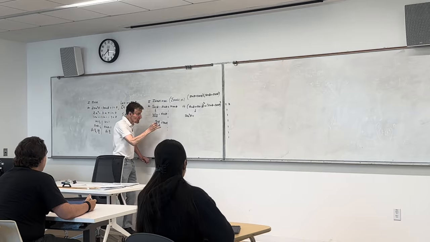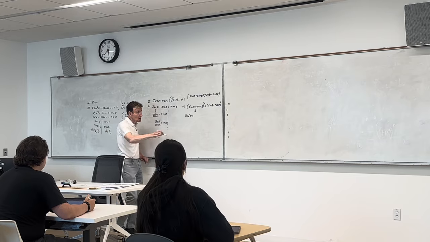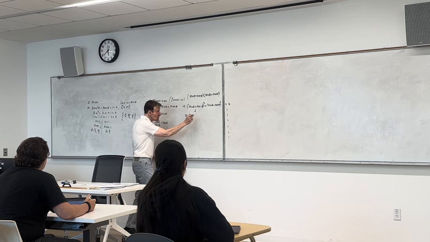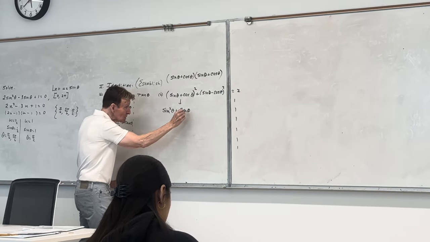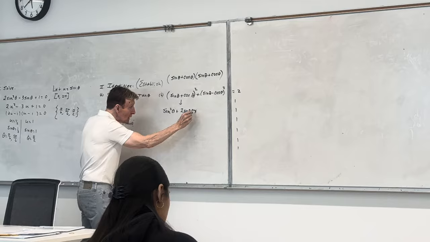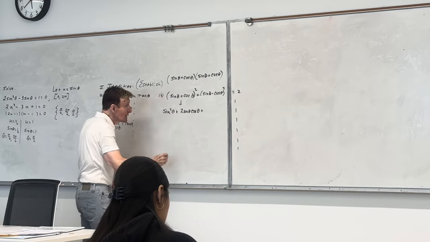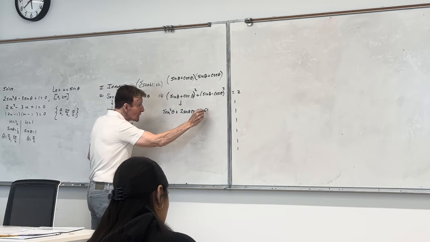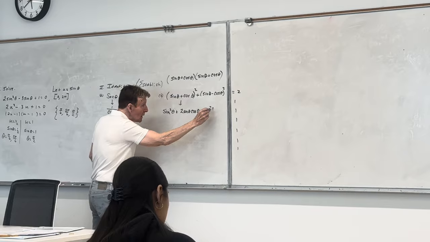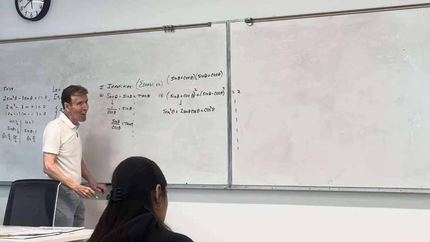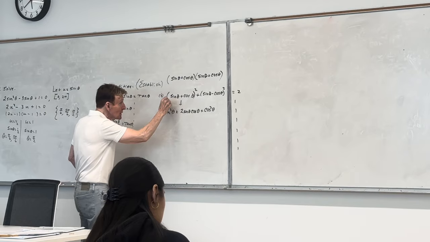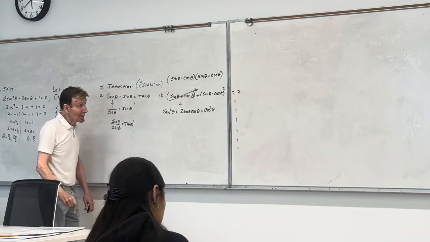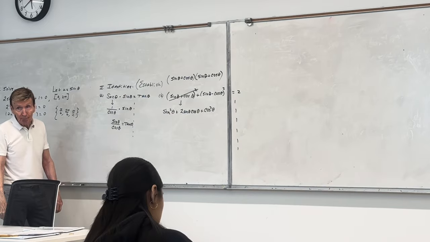There you go, sine squared theta plus, what goes in the middle? 2 sine theta cosine theta, thank you. And there's a term on the end. Cosine squared. Now that's just this, guys. Hold on. With his help, that's expanded out for me.